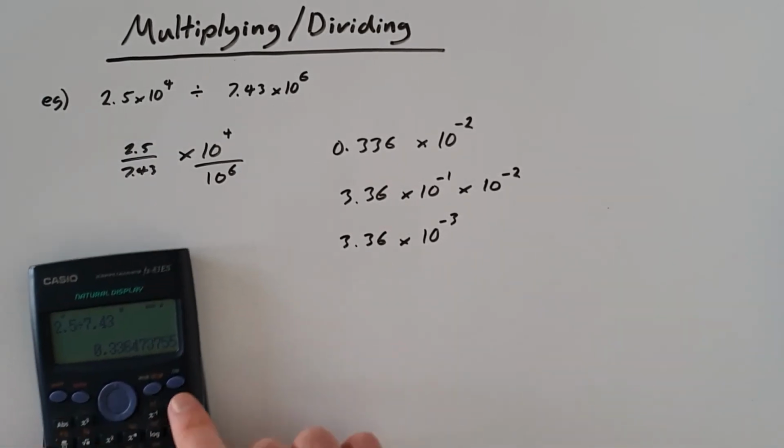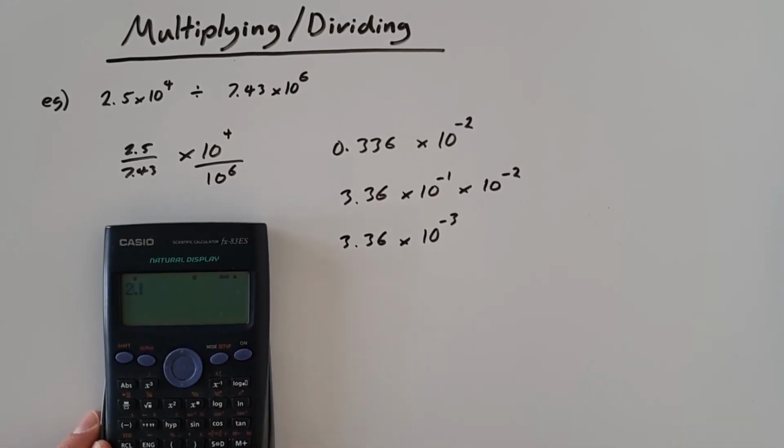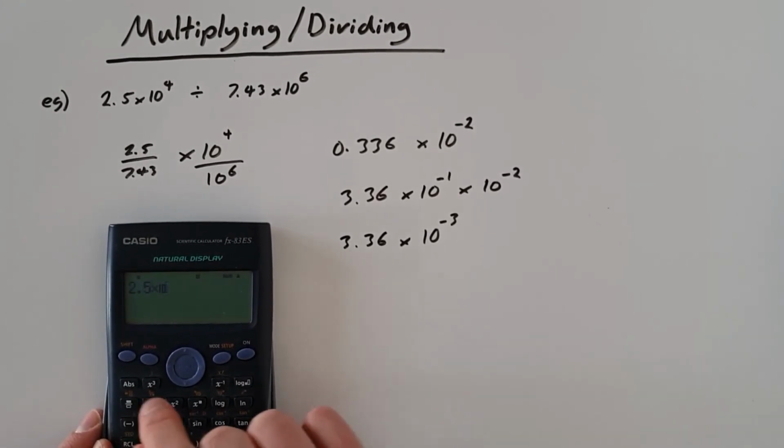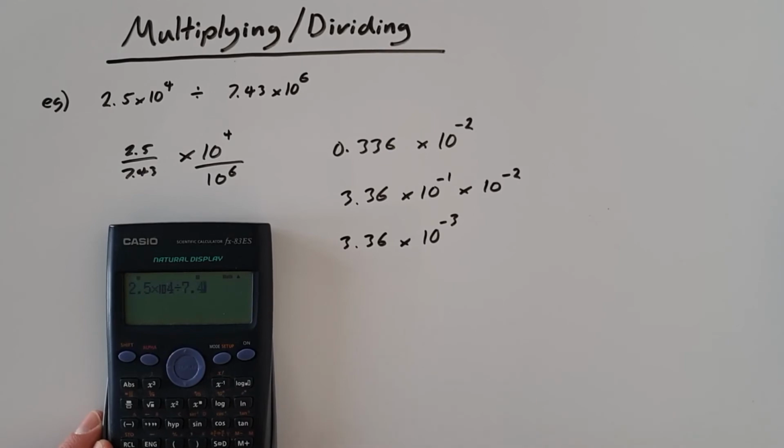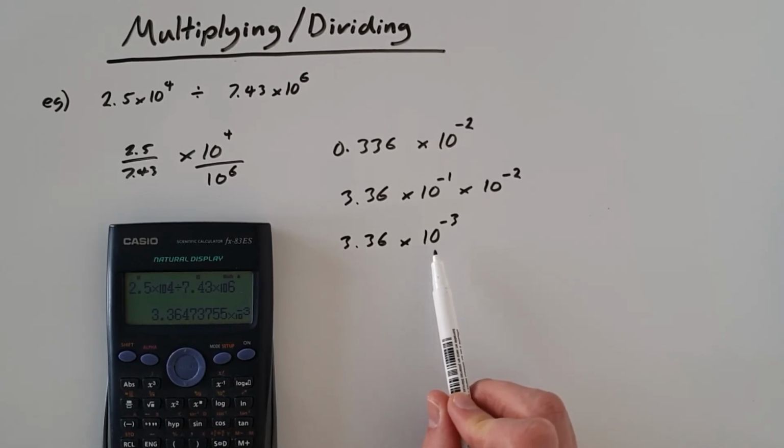We'll just check that on the calculator. So we'll say 2.5 times 10 to the 4, divided by 7.43 times 10 to the 6, and that gives us 3.36 times 10 to the minus 3, which is exactly what we got here.